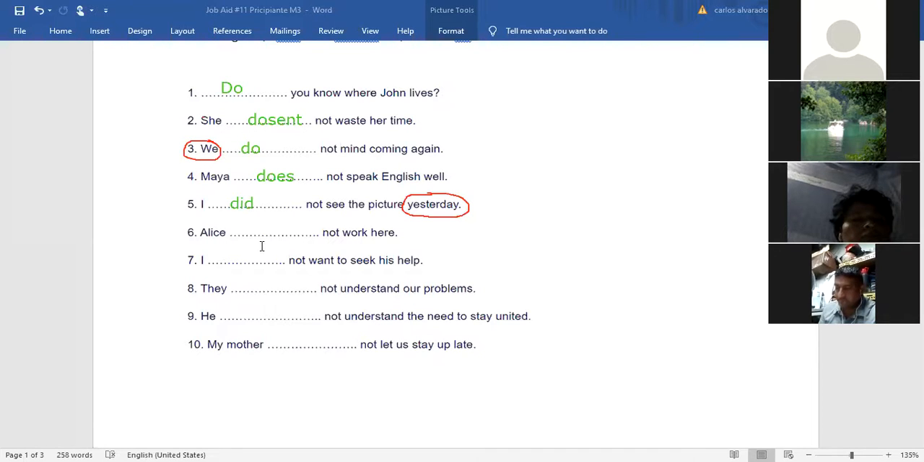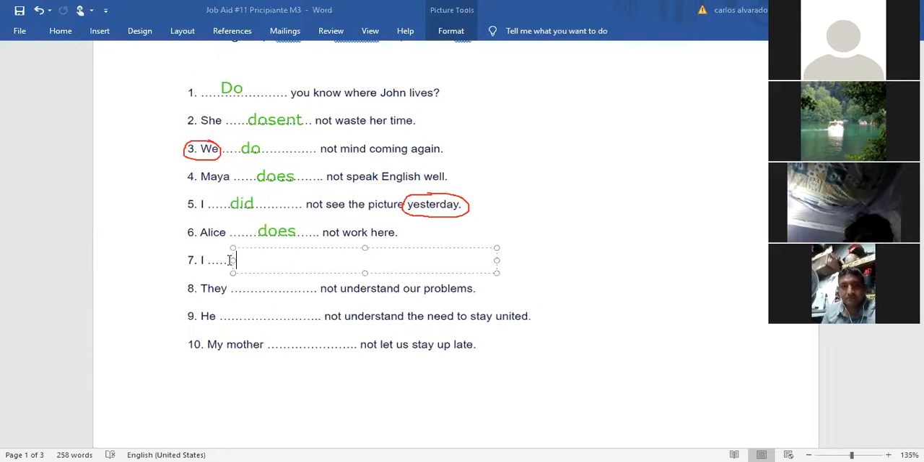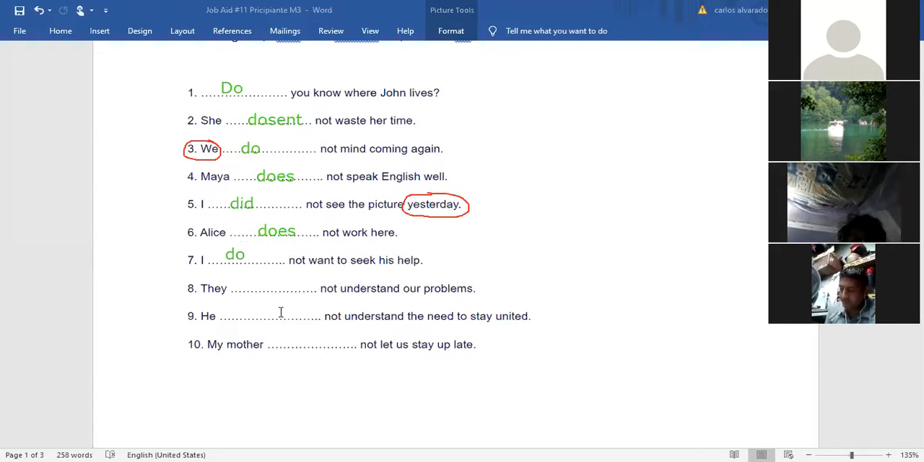Very good. Number six. Alice does not. Ah, porque estoy hablando de una tercera persona. Seven. I blank not want to seek help. I do not. I don't. I don't, or you can say do not.